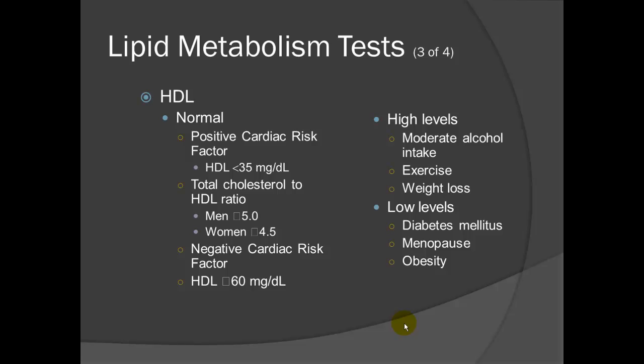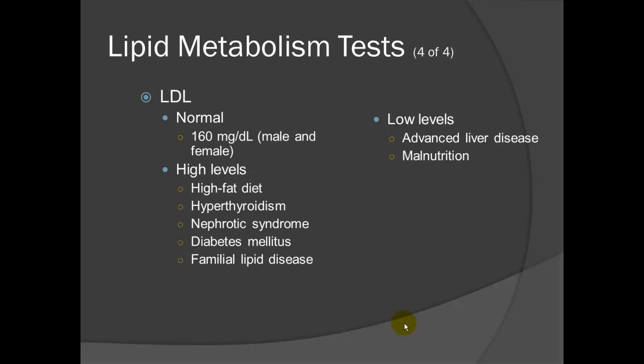High levels, moderate alcohol intake, exercise, weight loss, all of these could cause a higher level of HDLs. Low levels, diabetes mellitus, menopause, or obesity. LDL, normal 160 milligrams per deciliter. High levels, high fat diet, hyperthyroidism, nephrotic syndrome, diabetes mellitus, familial lipid disease. Low levels, advanced liver disease and malnutrition.